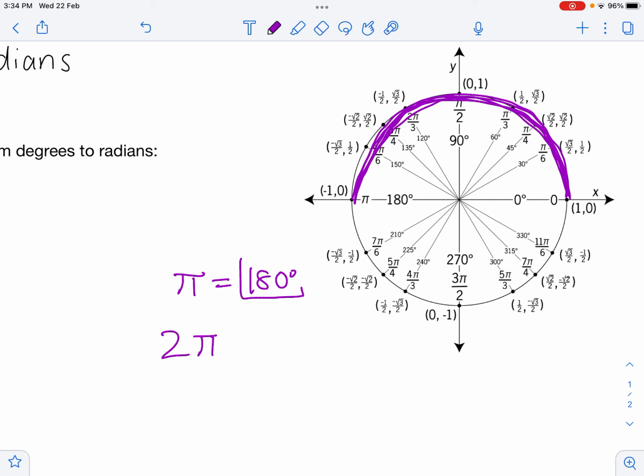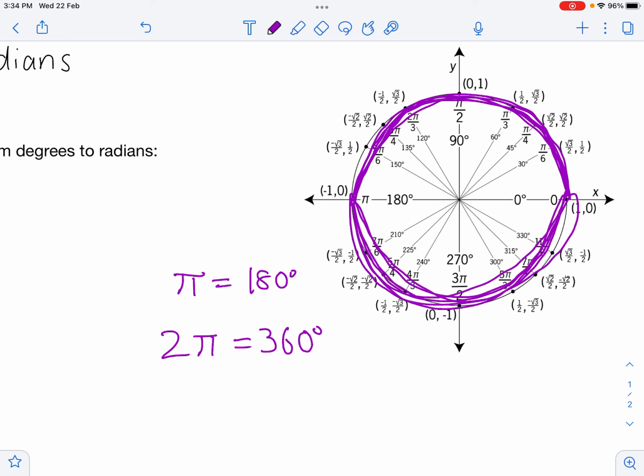Now, what if I want to know what 2 pi is? Well, if pi is 180, then 2 pi means 2 times 180, which is 360. Or you can think about it like this: if pi is 180 degrees, then 2 pi is double that. So I add this much, and if we take a look at this circle here, it is 360, because remember, a full circle is always equal to 360 degrees. So 360 degrees is 2 pi, and 180 degrees is pi.